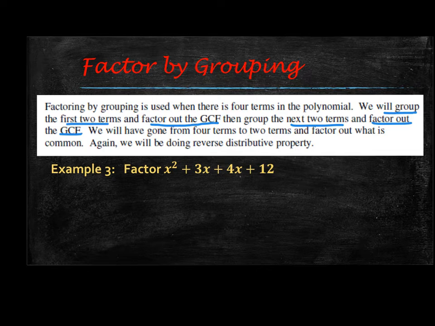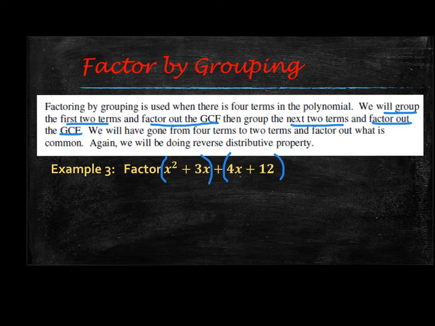So we're going to group our first 2 terms together. In this example, we have x squared plus 3x plus 4x plus 12. There are 4 terms there. We're going to group our first 2 terms together by putting them in parentheses, and we're going to group our last 2 terms together by putting them in parentheses.